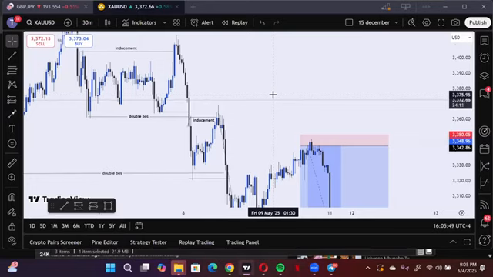So there are 2 different types of order blocks. We have the bullish order block, then we have the bearish order block. The bullish order block is for when you're looking for a buy scenario. Then the bearish order block is when you're looking for a sell scenario.